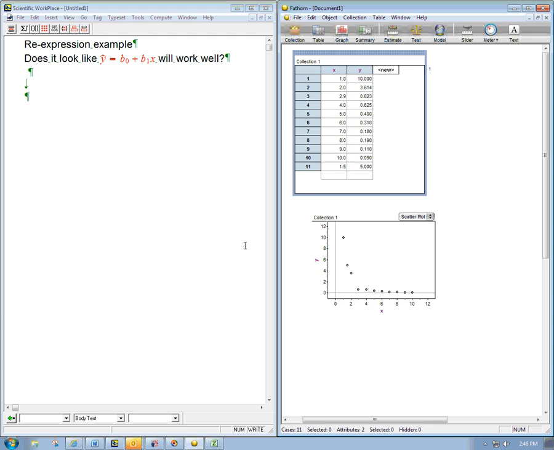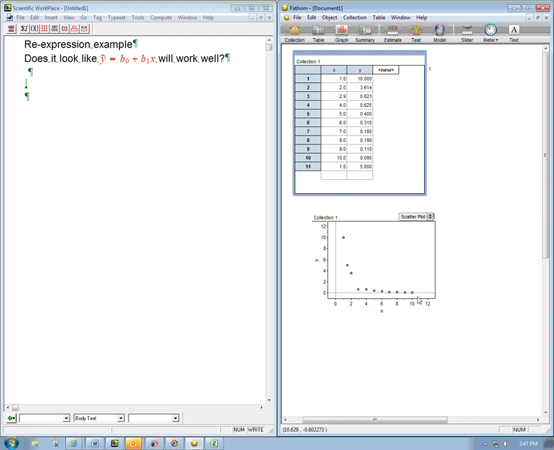Let's look at a basic example of re-expressing data in order to try and do a linear fit. Let's look at this data set, and I've got the scatter plot here. The question is, does it look like a linear fit? Will y hat = b0 + b1x work well? Well, hopefully that doesn't look much like a straight line to you.